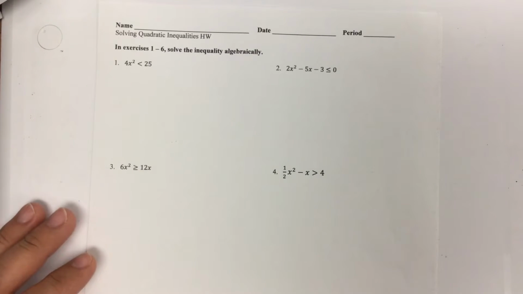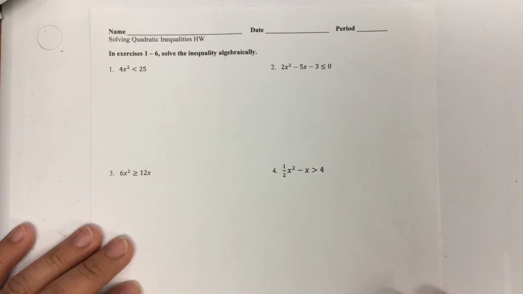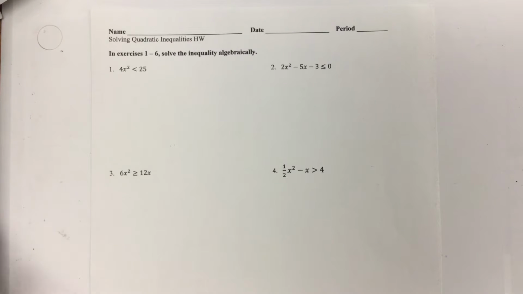All right, so here's the answer key for solving quadratic inequalities homework. It says in exercises 1 through 6, solve the inequality algebraically. For the first one, it says 4x squared is less than 25. Hopefully from class you recall that it has to equal 0.